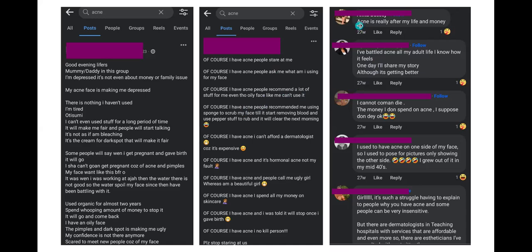And then you can go ahead and see more comments here. Acne is really after me and my money. I've battled acne all my adult life. I know how it feels. With the money I've spent on acne, I'm supposed to be okay, and so on. So you can see all these comments and you can use that to get information about the level of struggle and the level of challenges that your target market or your target customers are having.